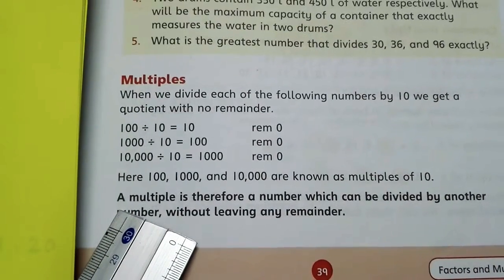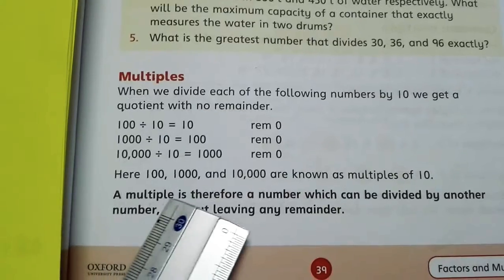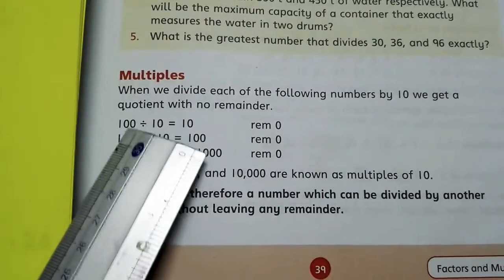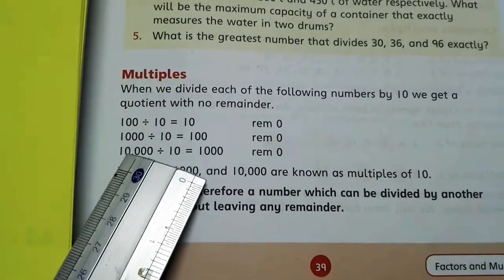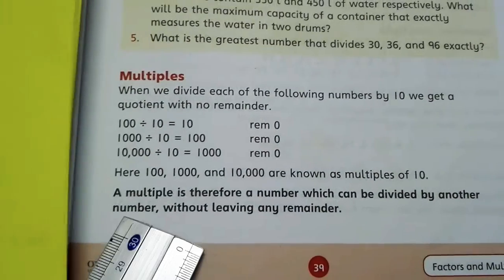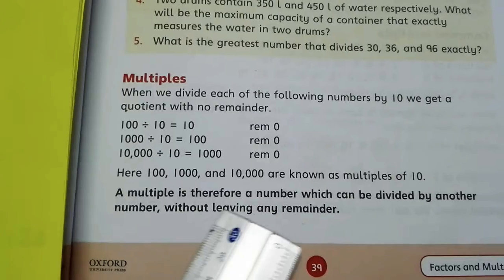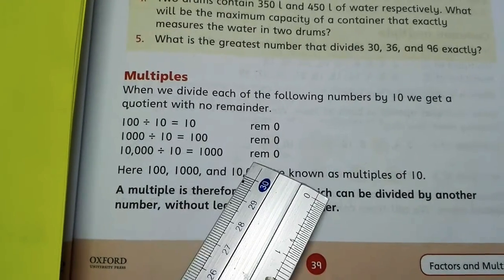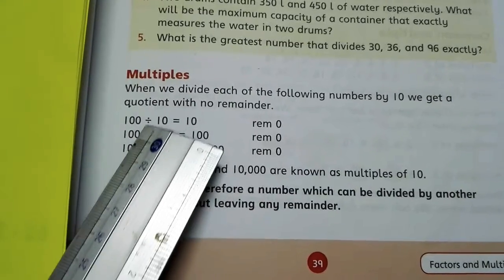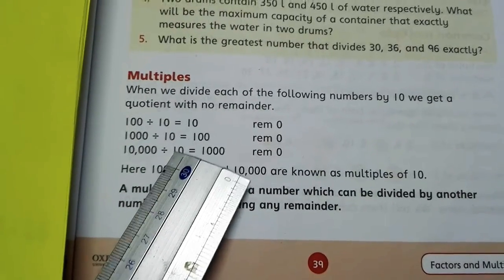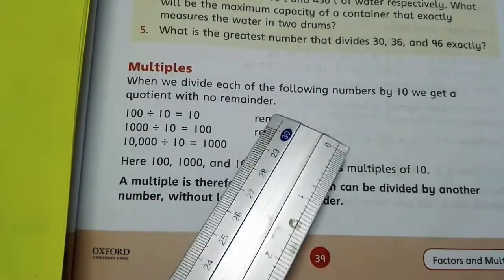So this is the other definition of multiple. A multiple is a number which can be divided by another number. These numbers are divided by 10 without leaving any remainder. There is no leftover. So a multiple is a number which can be divided by another number without leaving any remainder.